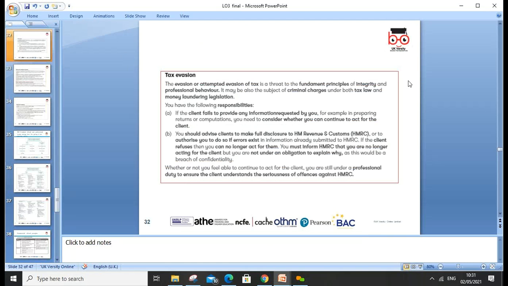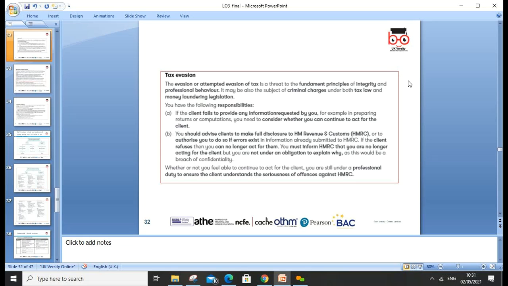No? Okay, then we already know that tax evasion is treated under the fundamental principle of integrity. Integrity means honesty, so professional behavior can be compromised. It may also be subject to criminal charges under the tax laws and the money laundering legislation. That's why every accountant has a course on money laundering legislation and keeps up to date.